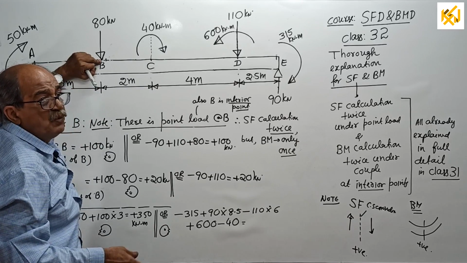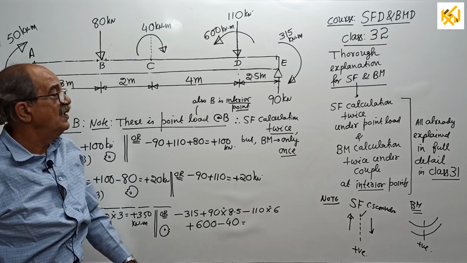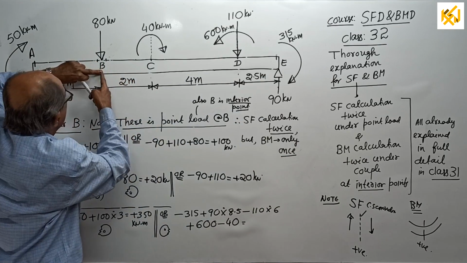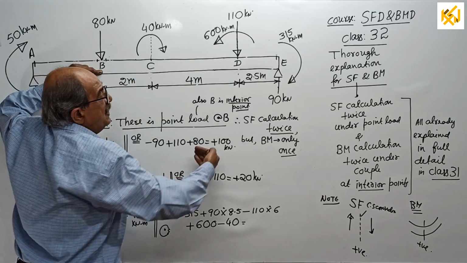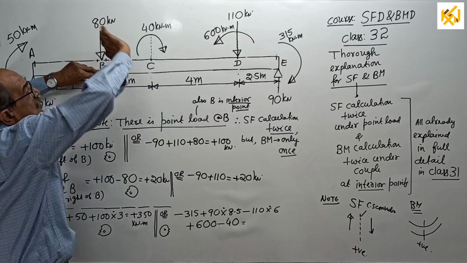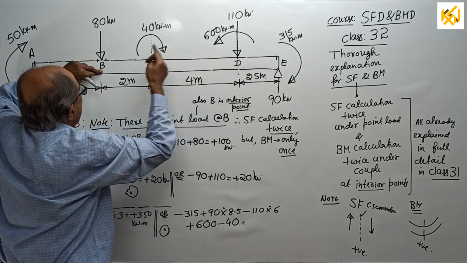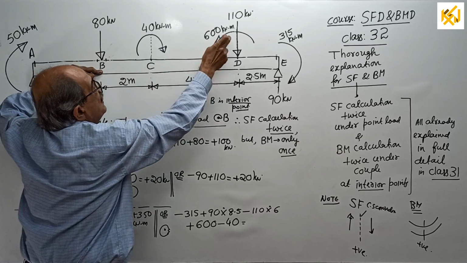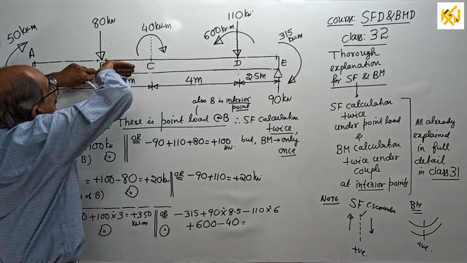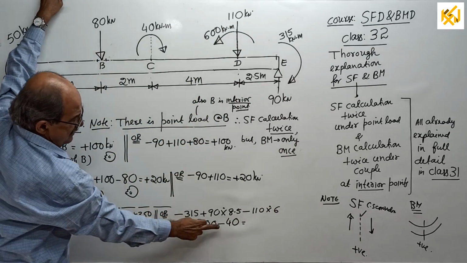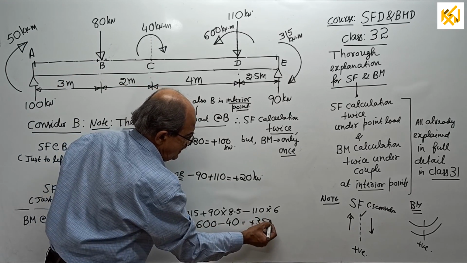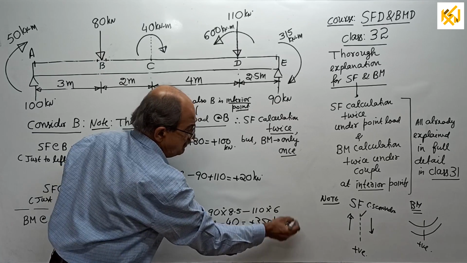Minus 315. Now, I am not going to explain the signs at all, because how many times I have told it. Minus 3, finger I am not removing. Minus 315 plus 90 into 2 plus 4, 6, 8.5 minus 110 into 6 plus 60, very thoroughly told last time, plus 60 minus 40 is the answer. It will come same plus 350, my guarantee. It has to come plus 350 kN meter.